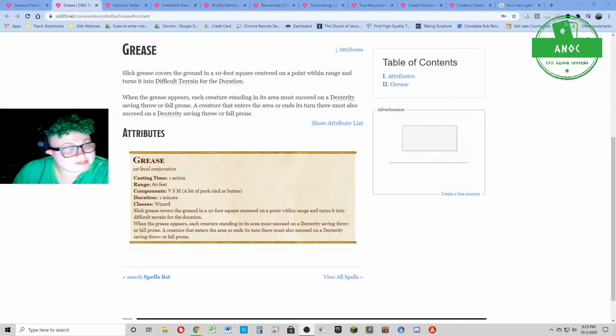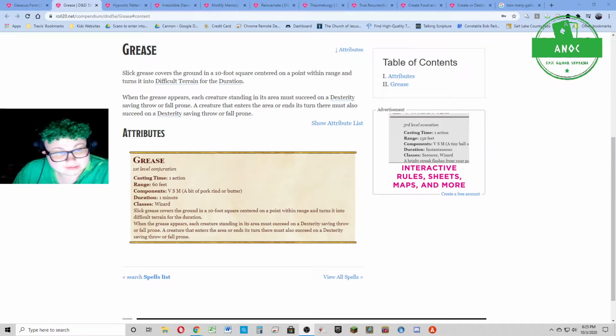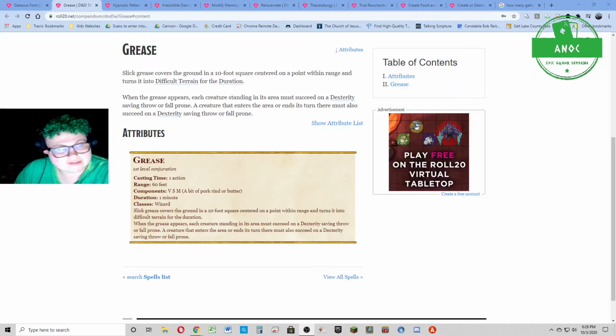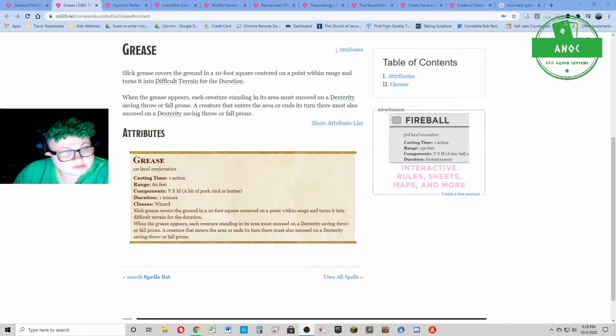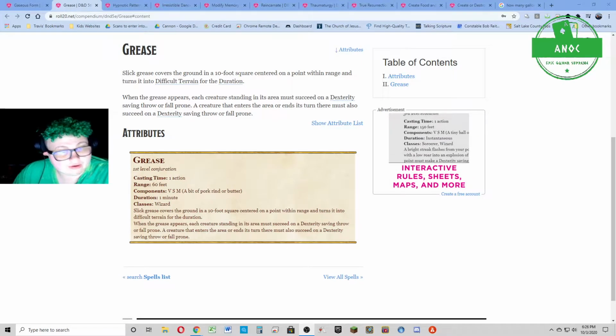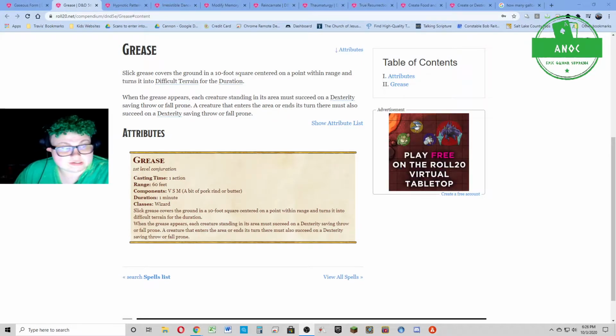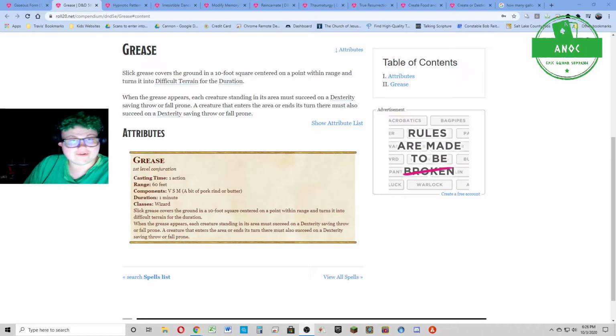Anyway, the duration is 1 minute, and the classes that can use this are wizard, and that's it. Now, what it does is, slick grease covers the ground in a 10-foot square centered at a point within range and turns into difficult terrain for the duration. When the grease appears, each creature standing in its area must succeed on a dexterity saving throw or fall prone. The creature that enters the area or ends its turn there must also succeed on a dexterity saving throw or fall prone. So how are you using this wrong, if you're using it at all?